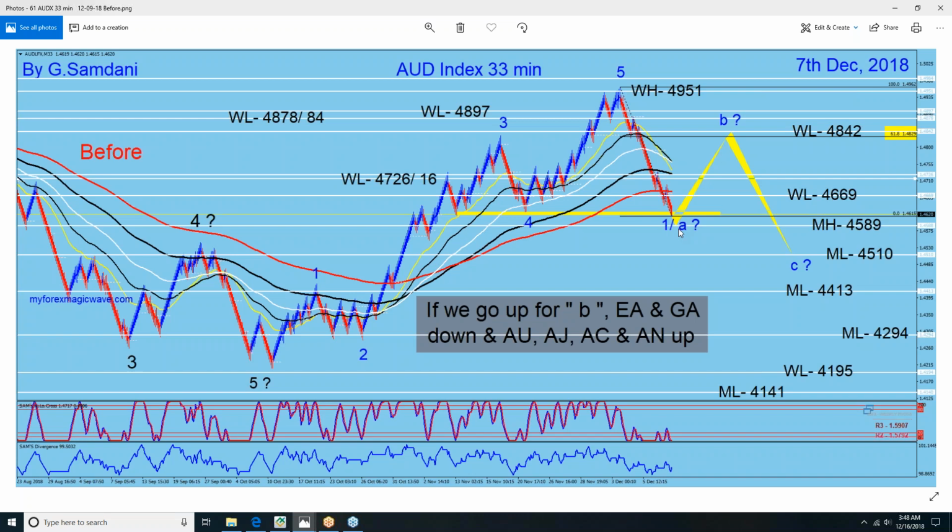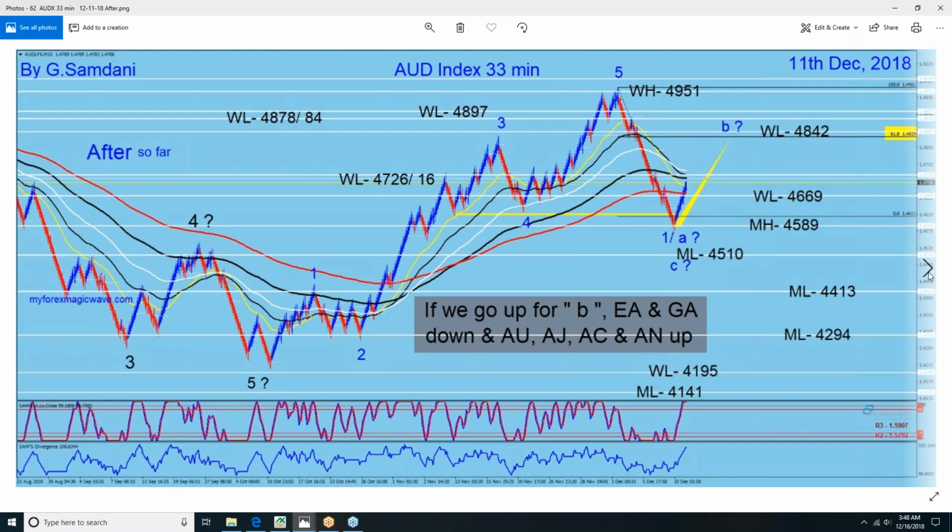So we're gonna be bouncing into this area, maybe right from here, 45.89. You can see the yellow mark here. Then look what happened. It bounced exactly from there, 45.89. So now, if it is going up, what did I say? EA and GA will go down, right?